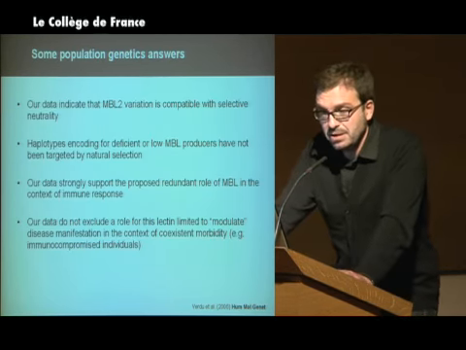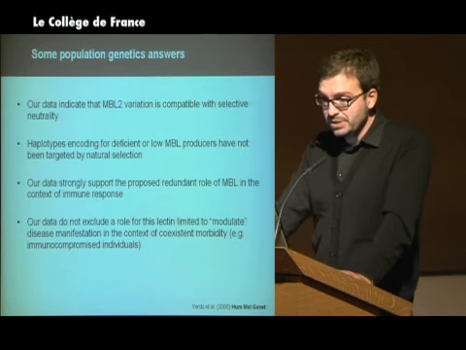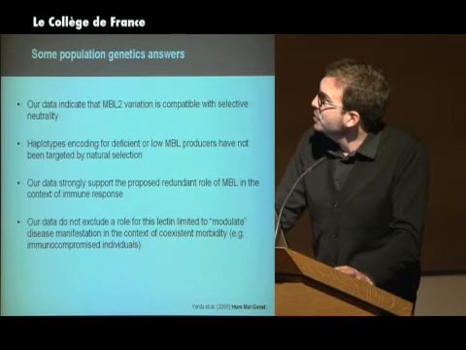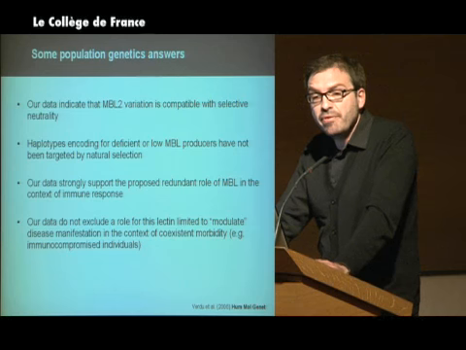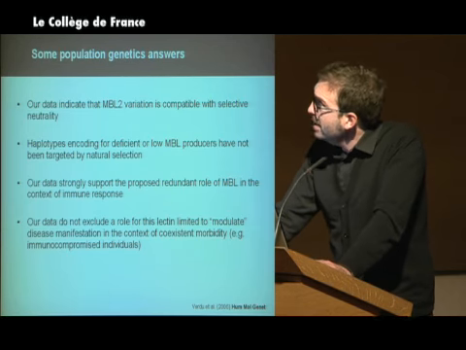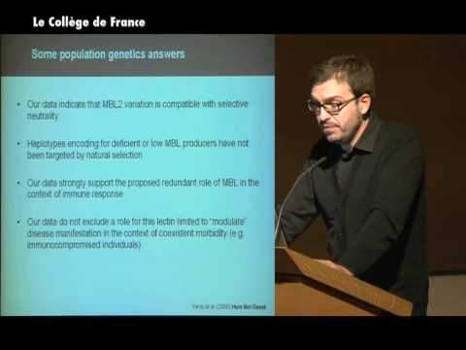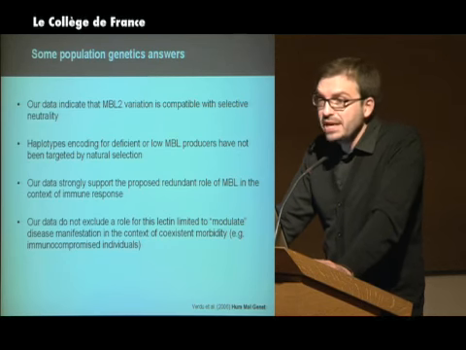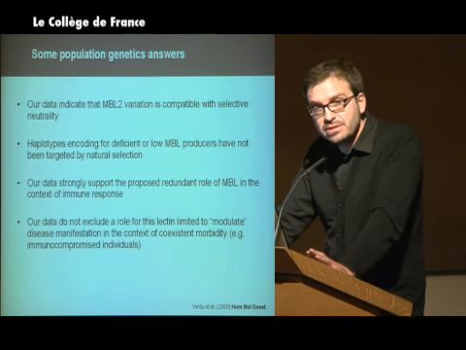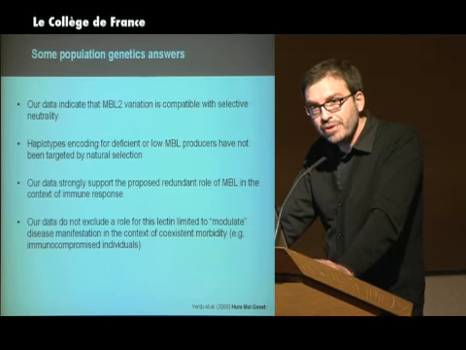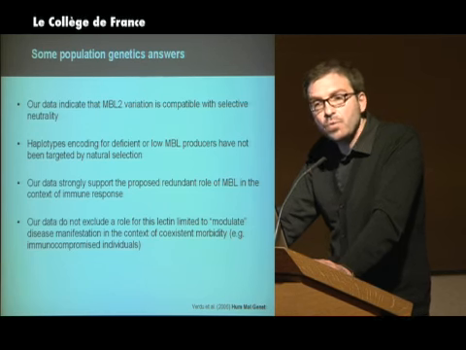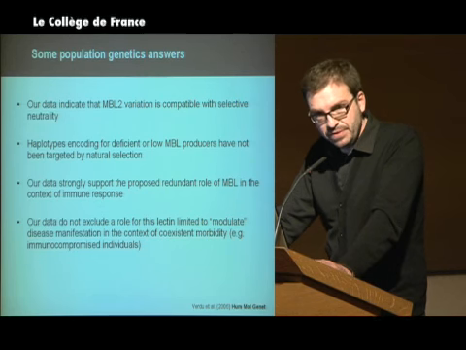So at least an evolutionary answer to the immunological debate is that from a population genetic standpoint, MBL2 variation has been shaped by strict neutrality, that haplotypes encoding for deficient or low MBL producers have not been targeted by natural selection. So our evolutionary data rather support a redundant role of MBL in host defense. That means that evolutionary and historically speaking, we don't care so much if we are MBL deficient.